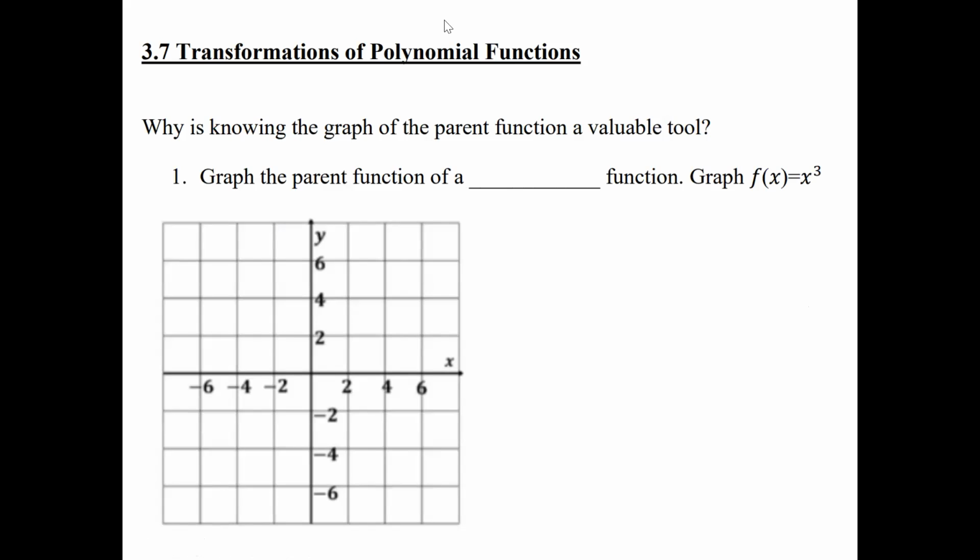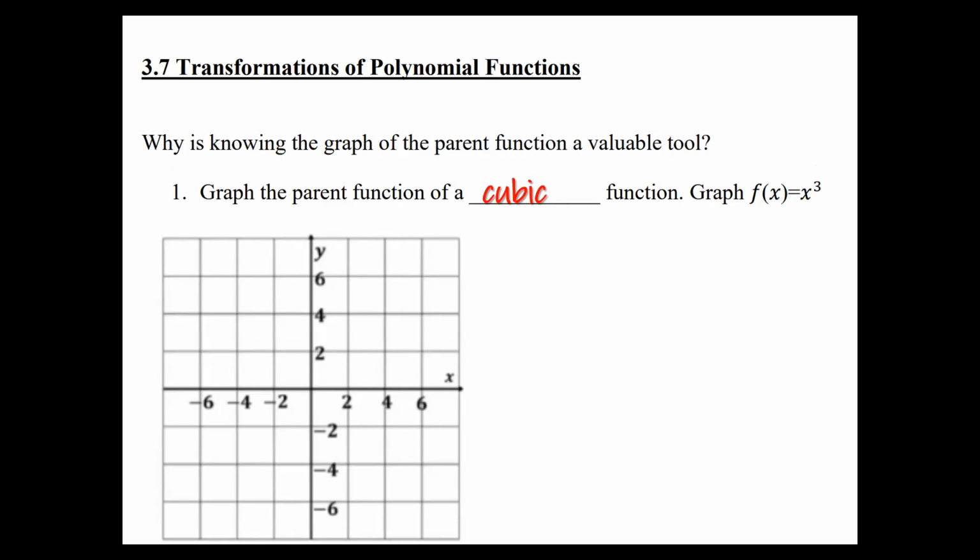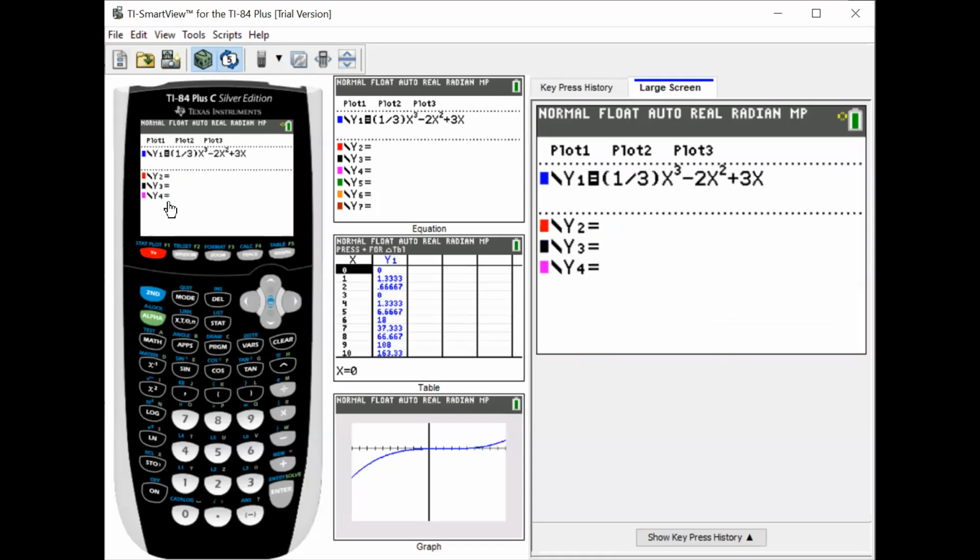All right, so why is knowing the graph of a parent function a valuable tool? Graph the parent function of a cubic function, f of x, with your graphing calculator. So here's my graphing calculator. I'm just going to go to y equals, hit x, and then hit that little caret button. You can do a cube, and you push 3.